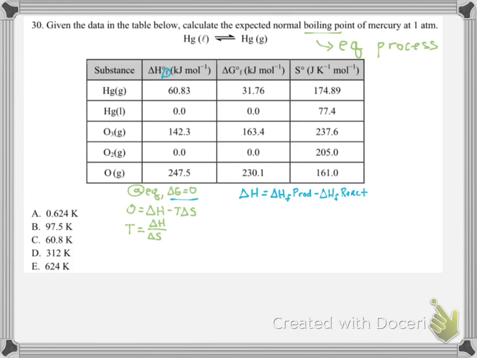Okay, so we're just going to pull these values from the table. We'll use the mercury gas, mercury liquid values, and just ignore the oxygen because the oxygen's not coming into play at all here. Okay, and so we'll have 60.83 kilojoules minus 0 kilojoules because liquid mercury is its standard state. And so the delta H for this reaction is just the 60.83 kilojoules.